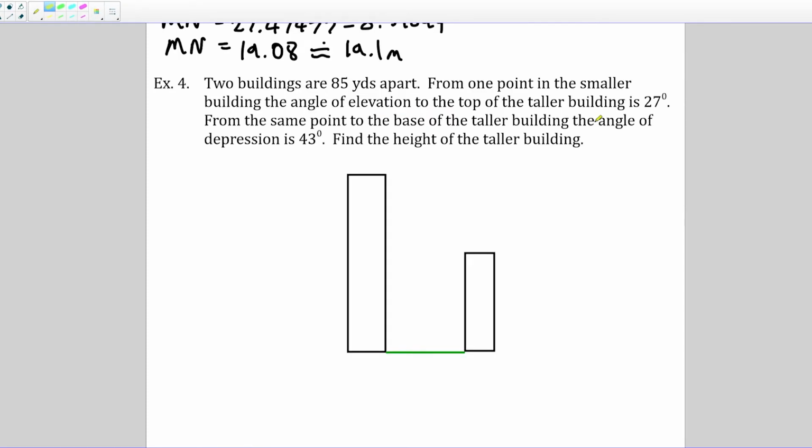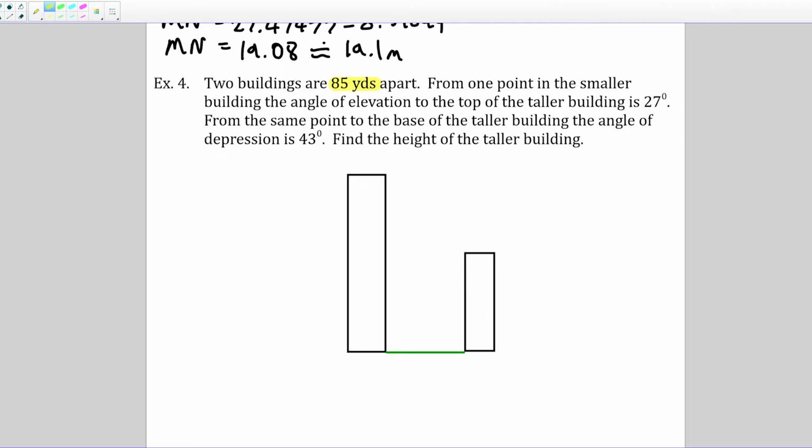So this next question is a little bit tricky because we definitely need to keep our reading comprehension in mind here. We've got 2 buildings which are 85 yards apart. Let me go ahead and highlight that. So we've got 2 buildings 85 yards apart. From one point, they should say on the smaller building, the angle of elevation to the top of the taller building is 27 degrees. From the same point to the base of the taller building, the angle of depression is 43 degrees. Find the height of the taller building.